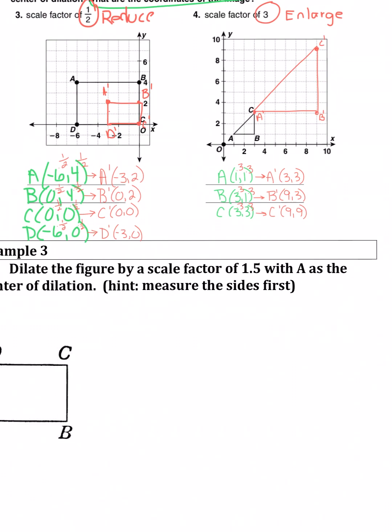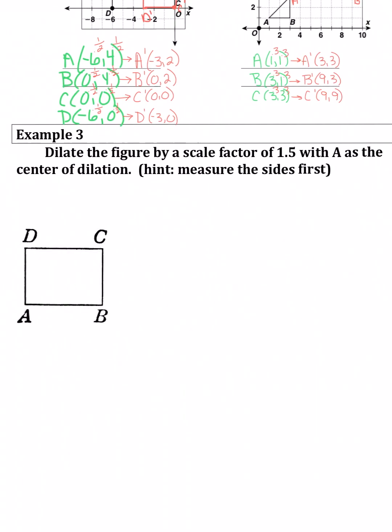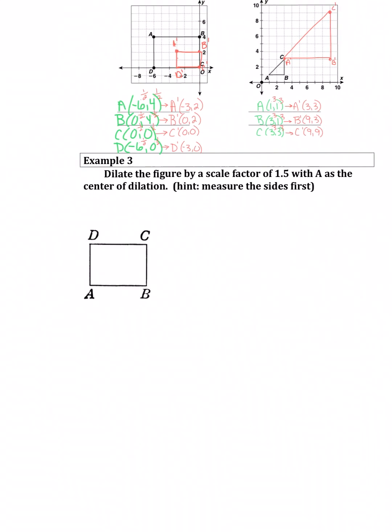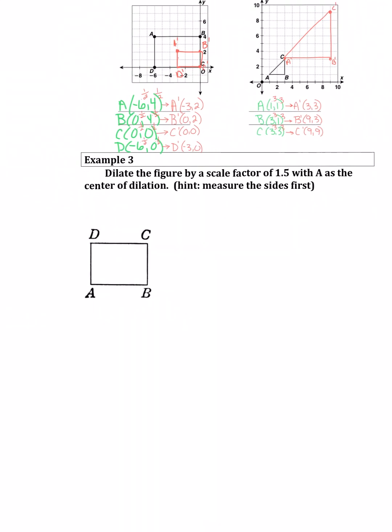Okay, last one. In example 3, it says to dilate the figure by a scale factor of 1.5 with A as the center of dilation. And then the hint is to measure the sides first. So I did that for you approximately. So I'll just show you. This is a question you're not going to see often, but I just want you to be aware that sometimes you might not even have the coordinate grid and you're still going to be asked to dilate a figure.